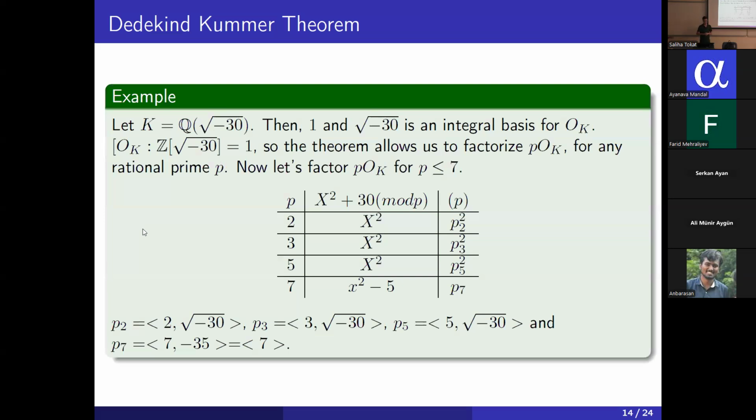Okay, I would like to continue with an example here. For example, we have Q of the square root of minus 13. Because of the previous lemma, it's not equivalent to 1 modulo 4, so our integral basis is 1 and the square root of minus 13. Because of the Dedekind-Kummer Theorem, you see that this index is equal to 1, so we can factorize all the prime ideals into other primes. In this example, I look at the prime numbers 2, 3, 5, and 7. Here you see in the table how to factorize them into other primes.